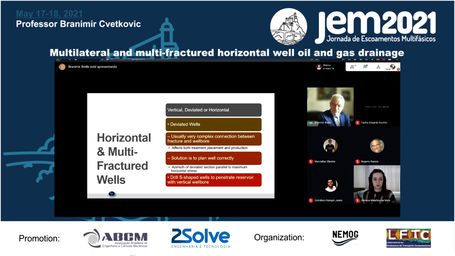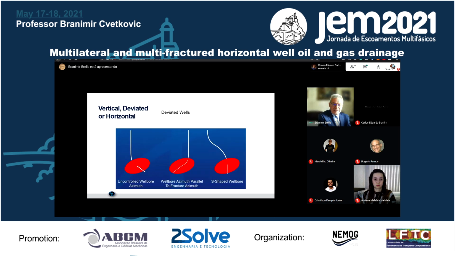Drill S-shaped wells to penetrate the reservoir with a vertical wellbore. So you see 3 different shapes: uncontrolled wellbore azimuth, then a wellbore azimuth parallel to fracture azimuth, you see. In this case, I'm talking about the transversal fracture, which we discuss. What is now?